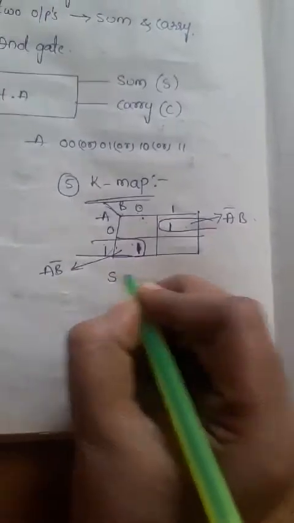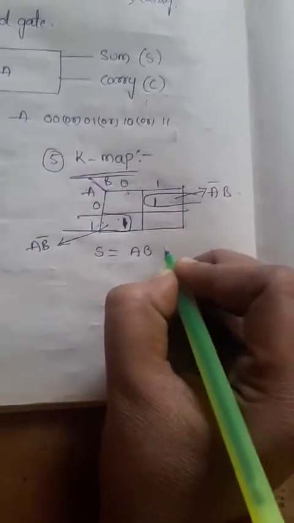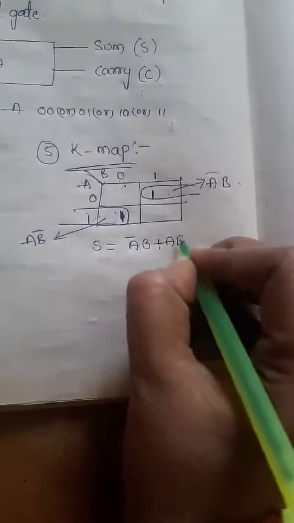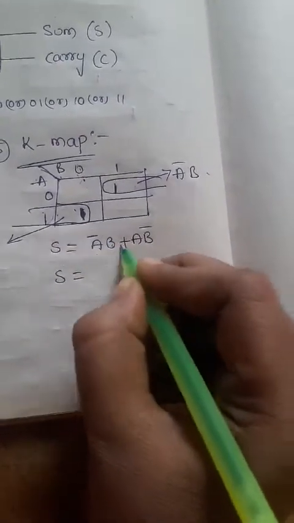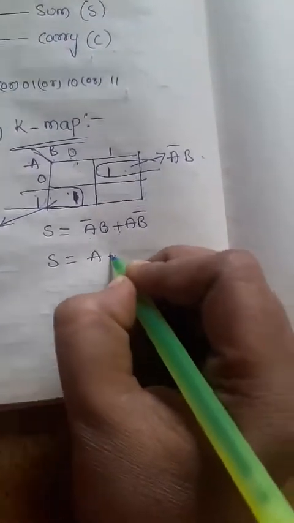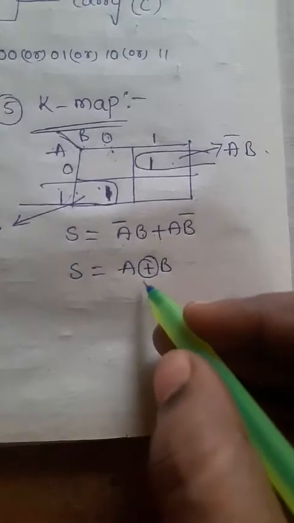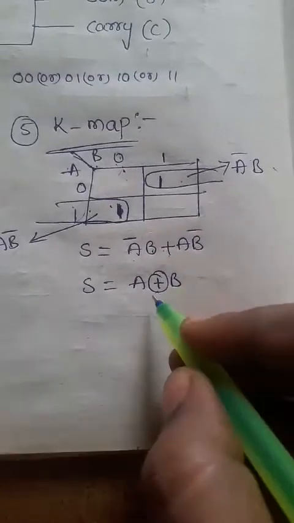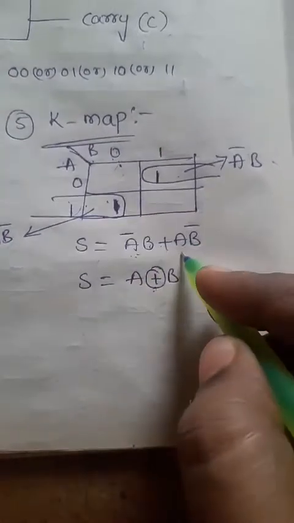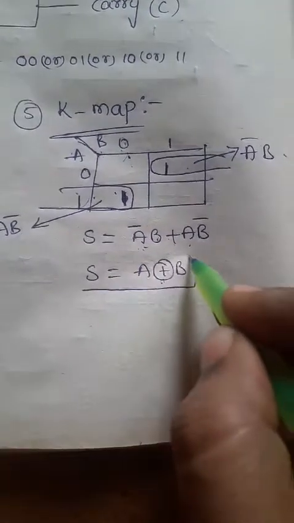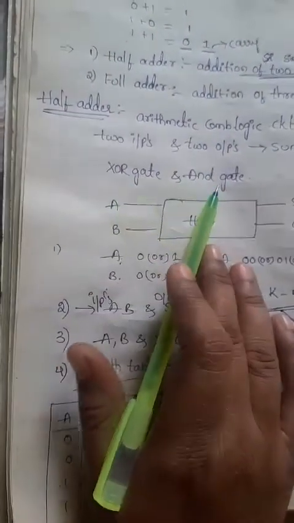So the final expression for this sum is A complement B plus A B complement. You can observe in the gates, this function, A bar B plus A B bar, is equal to the XOR gate. Just refer to the Boolean algebra notes, the logic gates, which is the last topic in the first unit. There we have the XOR gate, whose output is equal to A bar B plus A B bar. So directly I can write sum is equal to the XOR gate. That's why I told you the half adder is made up of an XOR gate and an AND gate.